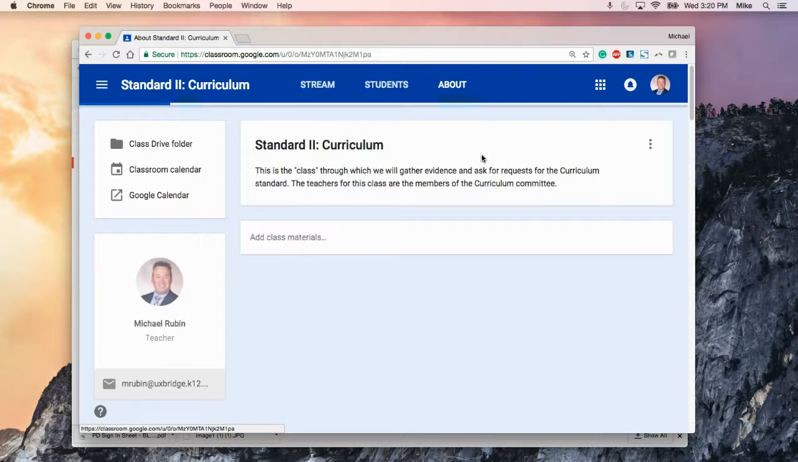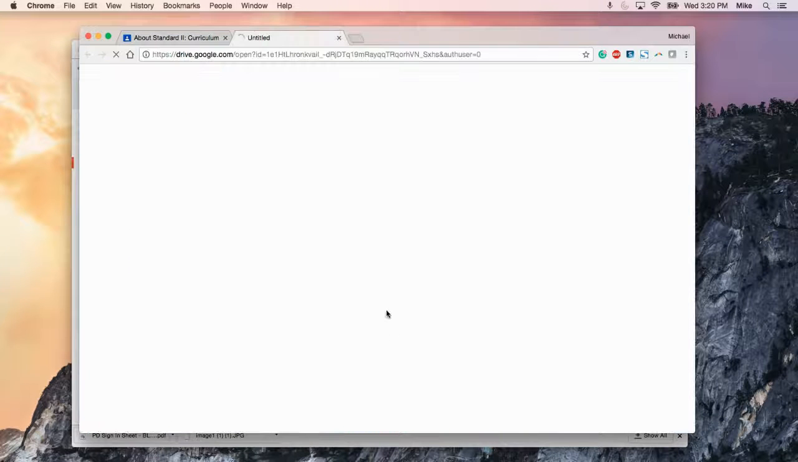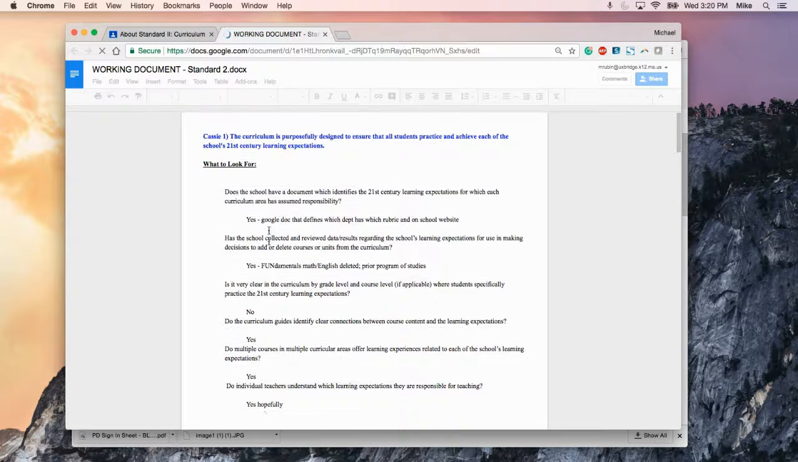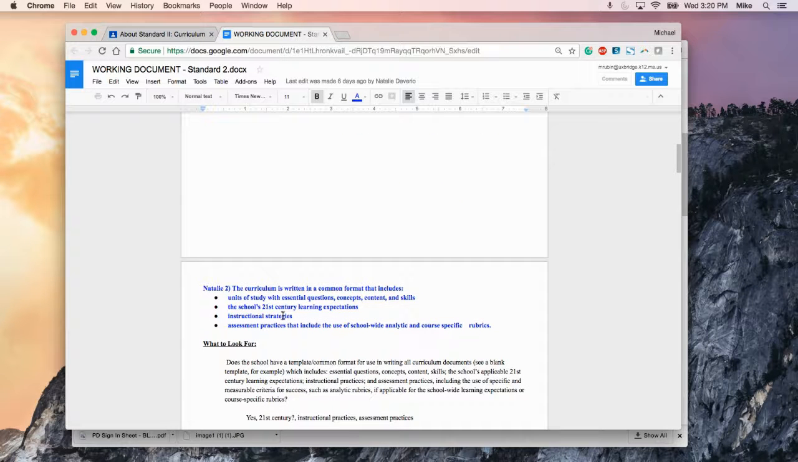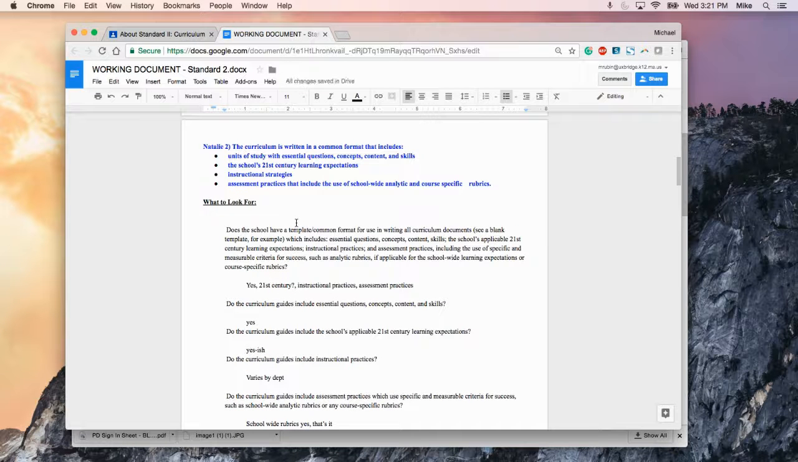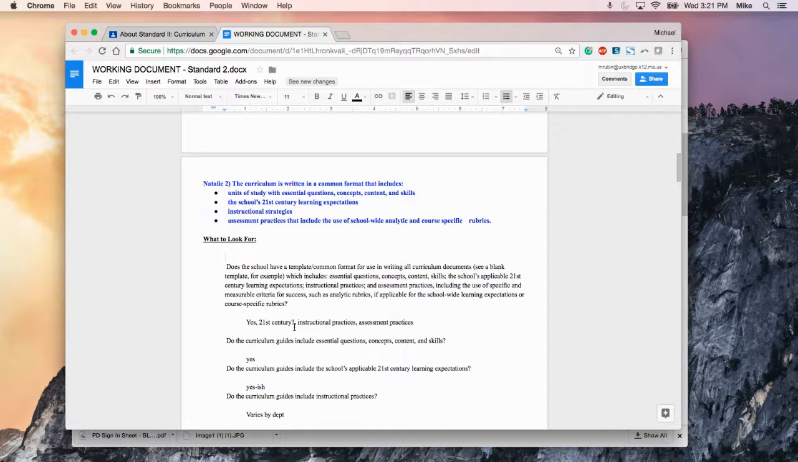We go into our working document. We know Standard 2 has been working really hard at this, and they're looking at the questions. Let's go down to number 2, and we see that the answers here include yes. So what to look for? Natalie is going to be writing this one. Is the curriculum written in a common format that includes? She's answered yes to all of these questions. So Natalie, you're going to owe us one.